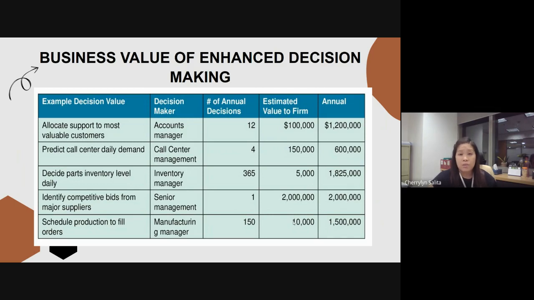Like, for example, this table on your screens, magbigay dyan ng mga example ng decisions na ginagawa sa isang organization, no? As you can see, yung frequency ng mga decisions na yan, so magkakaiba rin, magkakaibang level din yung mga decision maker. So, like for example, on the third row, the deciding parts inventory level daily. So, ginagawa to ng inventory manager daily. So, 365 days yan. Minultiply lang dun sa binigay na estimated value to the firm. So, yung total niyan is parang yung value or impact to the organization.